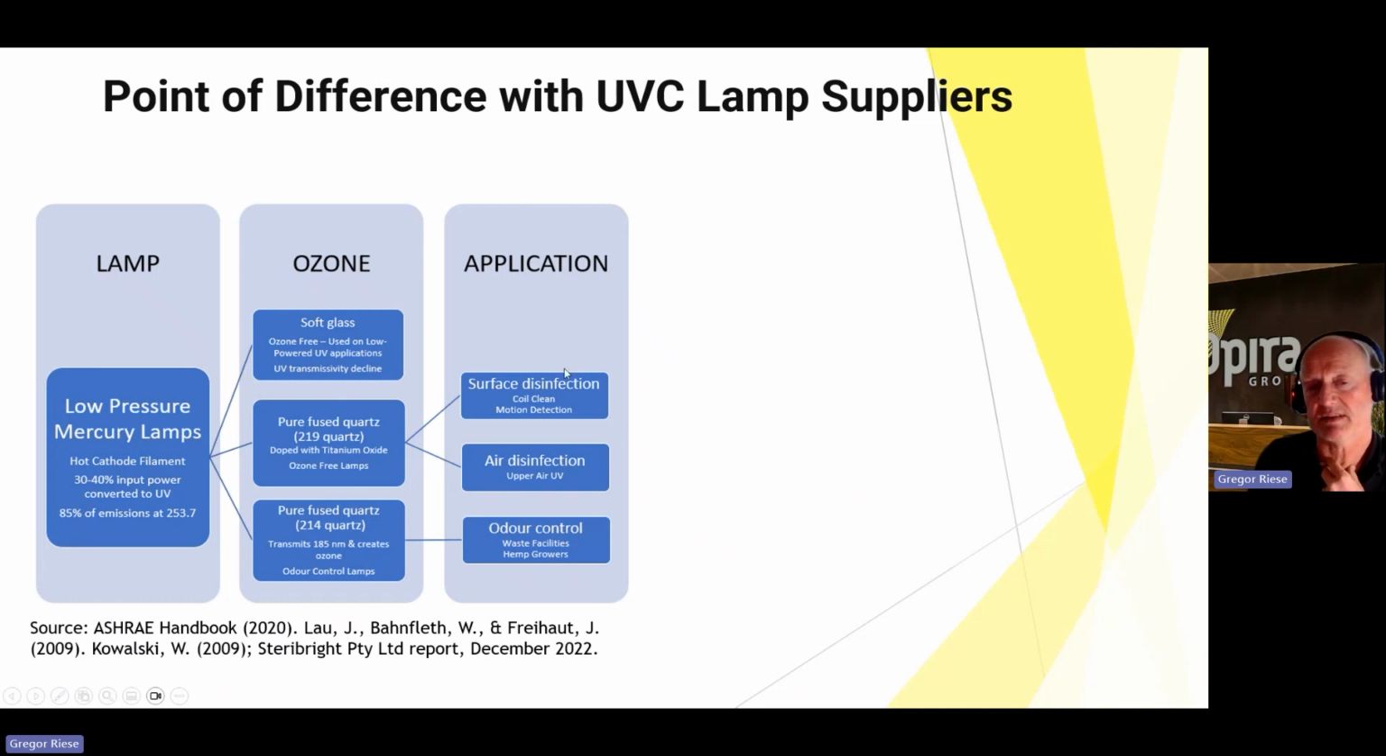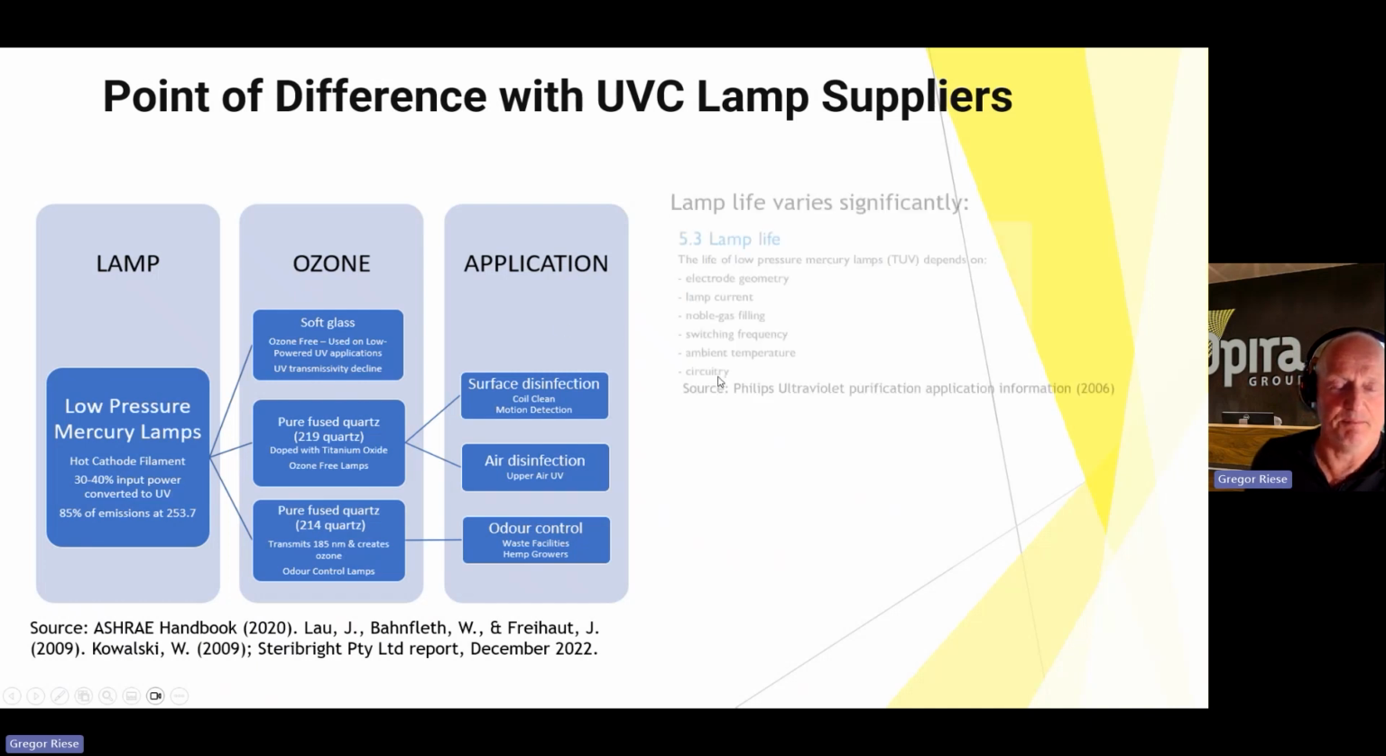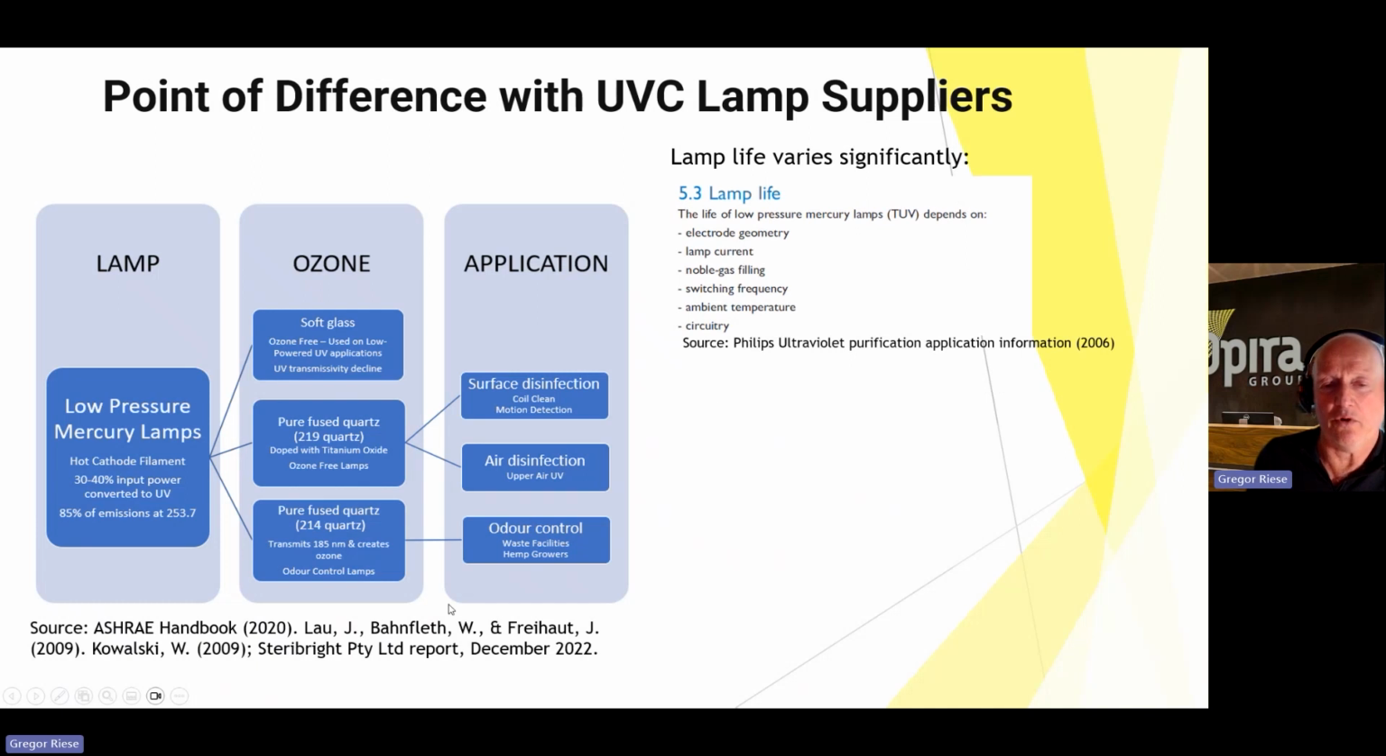But most of the lamps we sell and distribute for surface and air disinfection are using a 219 quartz, which limits the generation of the 185 nanometer light spectrum, and which means that you're not getting any ozone generated. 185 does generate ozone. All the manufacturers essentially are playing in this space.